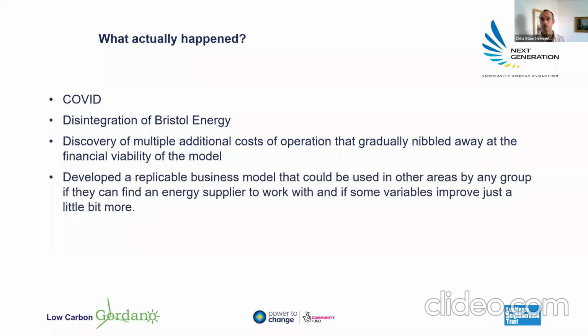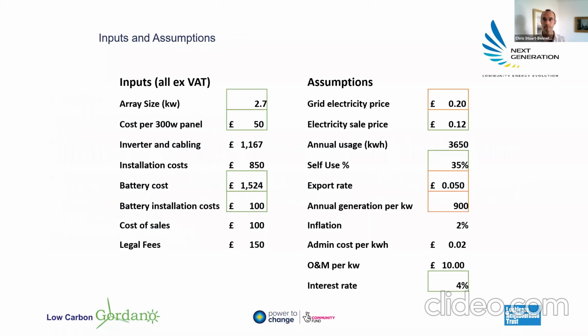But we did develop a replicable business model that could be used in other areas by other groups if they can find an energy supplier to work with, and if a couple of variables improve just a little bit more. And I'm now going to go through the various variables that we used, how you can tweak them, and how the model is nearly there. It will work, just not yet. It's a year, maybe two, away from viability, assuming the existence of an energy supplier that we can work with.